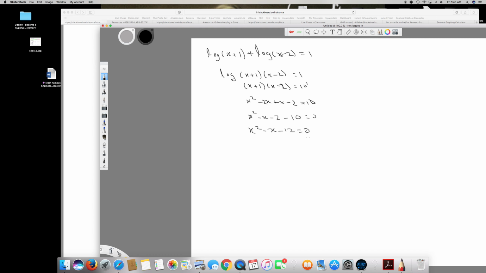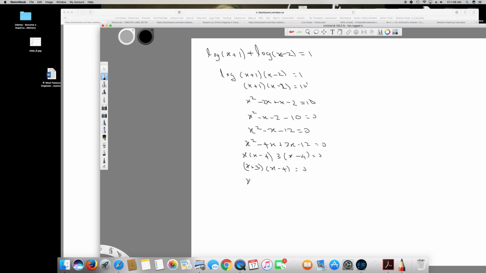Now I can factor this one. When we multiply, it has to be negative 12, and when we add, it has to be negative 1. In order to get that, I can simply do minus 4 times 3. It's going to be negative 1 when we add, and multiply is going to be negative 12. So x square minus 4x plus 3x minus 12 is going to be 0. If I take x common, it's going to be x minus 4, and here if I take 3 common, it's going to be x minus 4 equal to 0. So it's going to be (x plus 3)(x minus 4) is equal to 0.